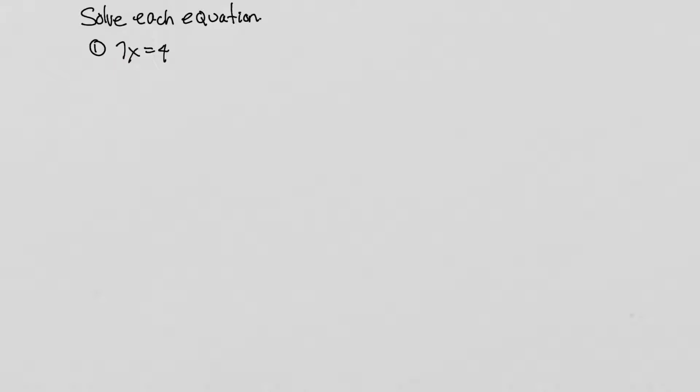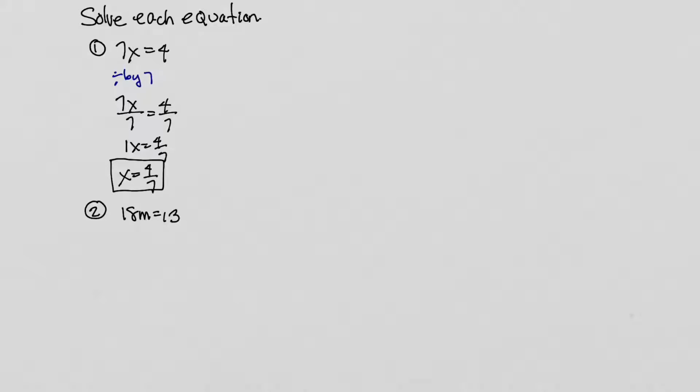So to undo a multiplication, we will use a division. Here's our plan. We're going to divide by 7. Division is the opposite of multiplication. So let's do that. I'm going to divide both sides by 7. And 7 into 7 is 1, so I get 1x equals 4 over 7, or just simply x equals 4 over 7. And we've got it solved.